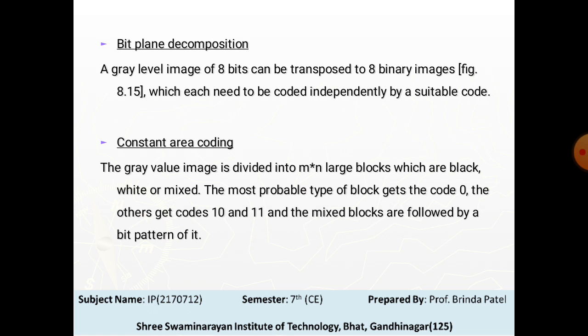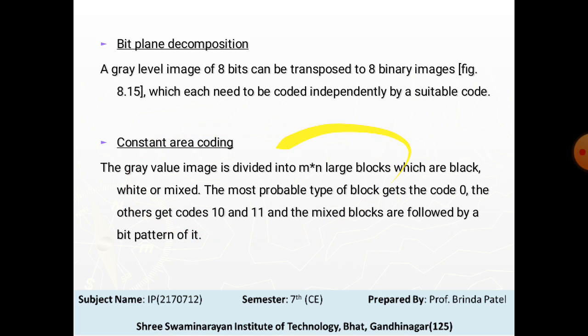Now bit plane decomposition. A gray value image is divided into m by n blocks. A gray level image of 8 bits can be transformed into 8 binary images, which each need to be coded independently by a suitable code. The most significant bits contain the longest runs and can be coded using RLE methods. The least significant bits contain noise, so here the RLE will not yield good results.